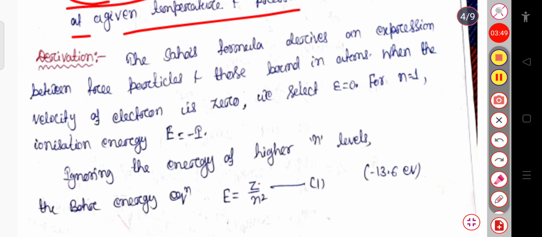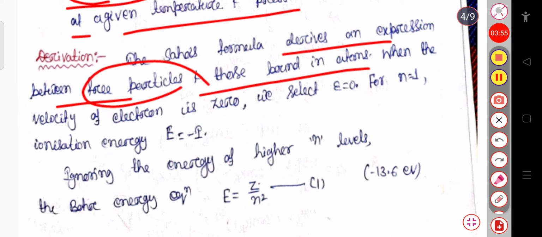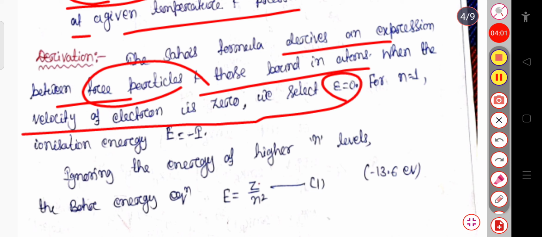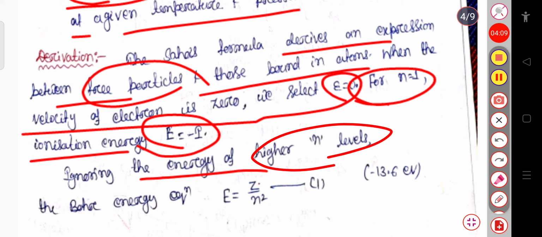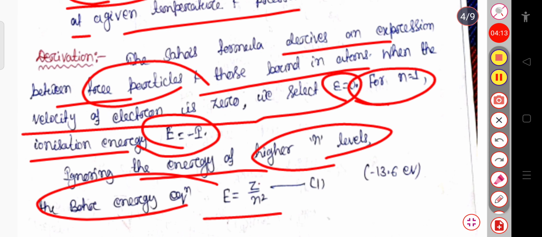Now, we will derive the Saha's formula. It derives an expression between the free particles and those bound in the atoms. When the velocity of the electron is 0, we select energy equal to 0. For n equal to 1, the ionization energy is minus I. Ignoring the energy of the higher n levels, the Bohr energy equation is E equal to Z by n square. This Z is the atomic number.